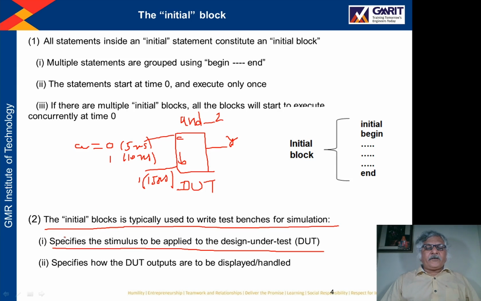The test bench specifies the stimulus to be applied to the design under test. It specifies how the DUT outputs are to be displayed and handled. So the output of this AND gate is displayed in the form of a waveform, or it has to be stored somewhere. These things are mentioned in this initial block.